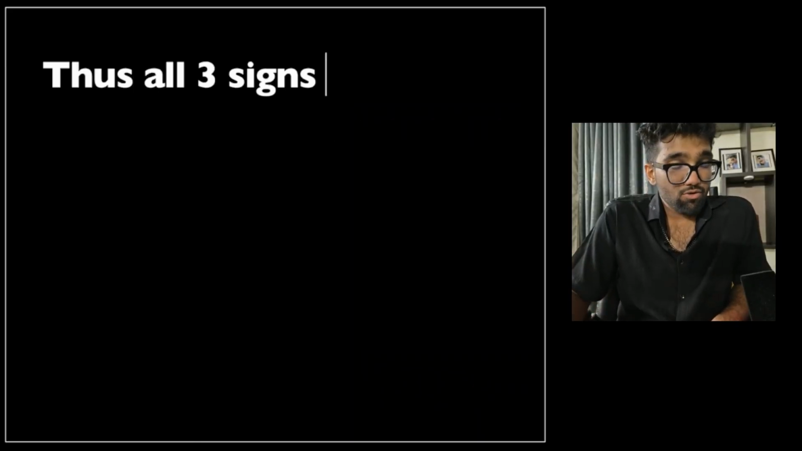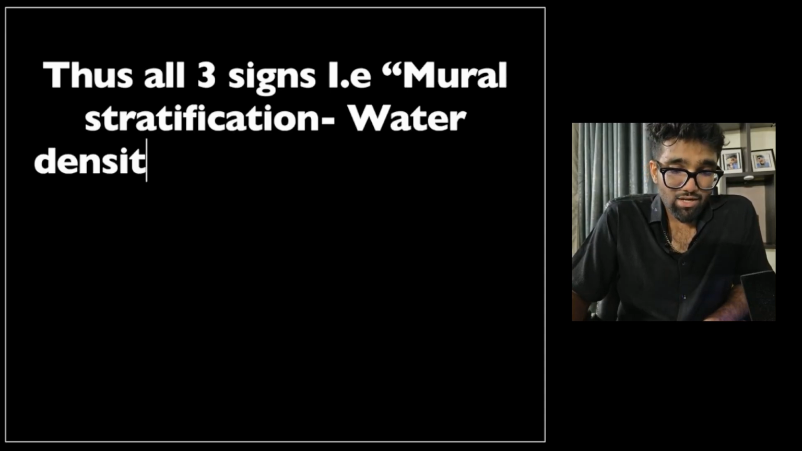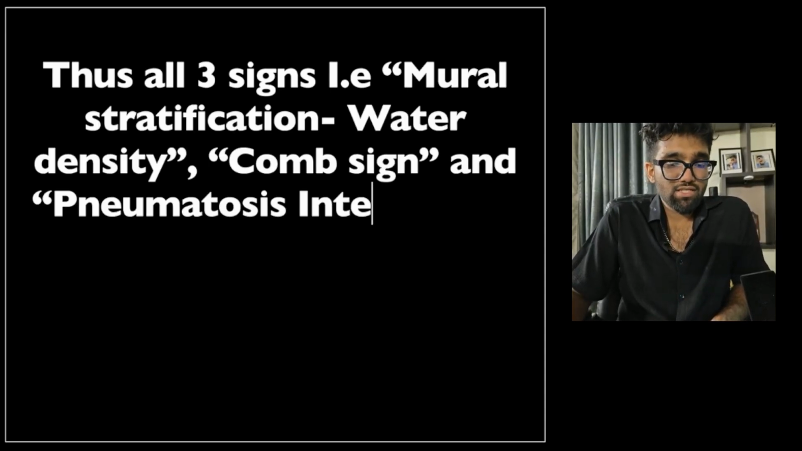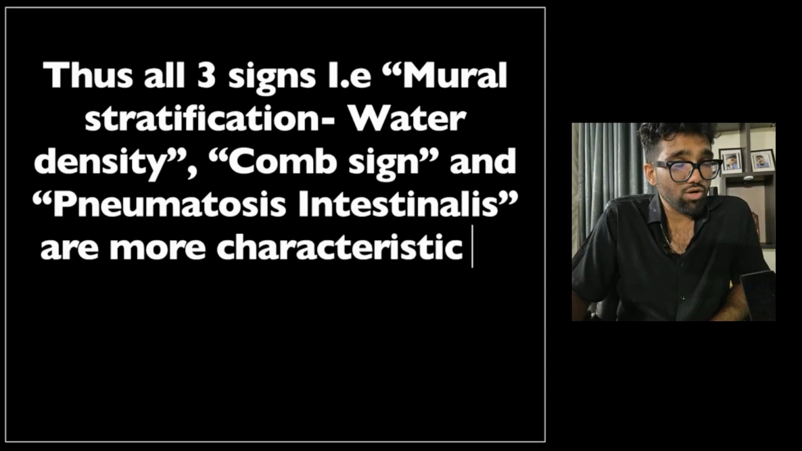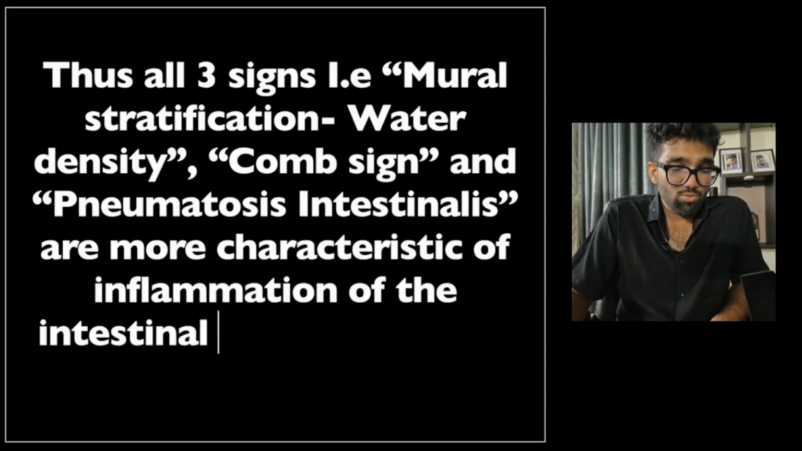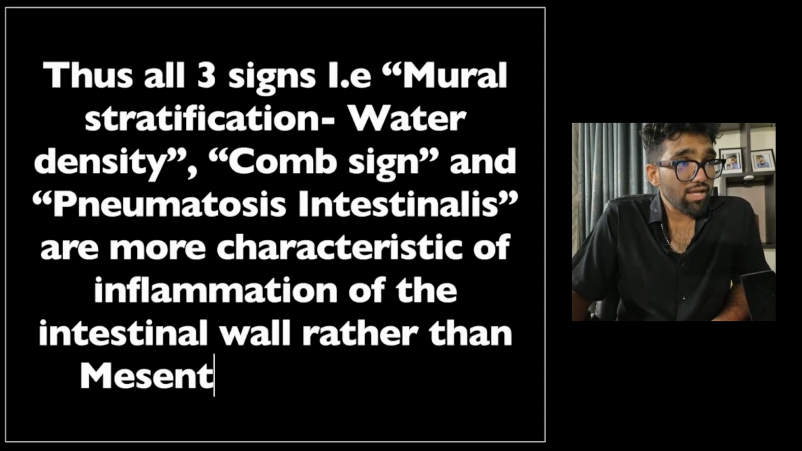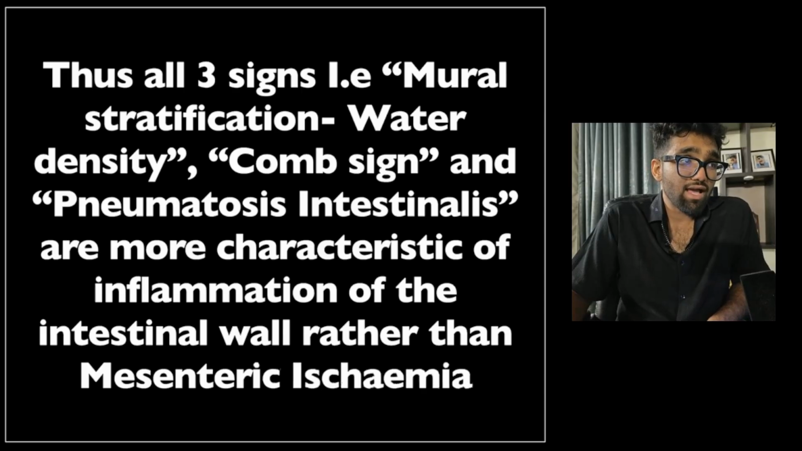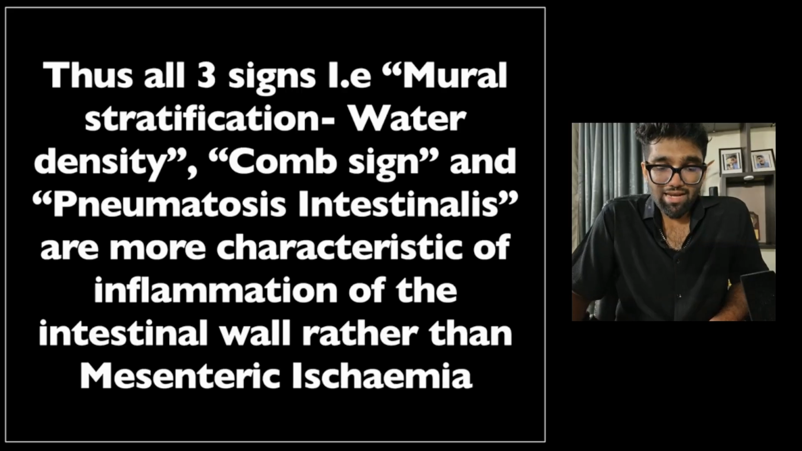Okay. So at the end of this, we can say that all three signs, that is mural stratification, particularly with water density, comb sign, and pneumatosis intestinalis, are more characteristic of inflammation and less characteristic of mesenteric ischemia, unlike what is routinely said. Actually, pneumatosis intestinalis is more suggestive of mesenteric ischemia, but the other two are more suggestive of chronic inflammation.